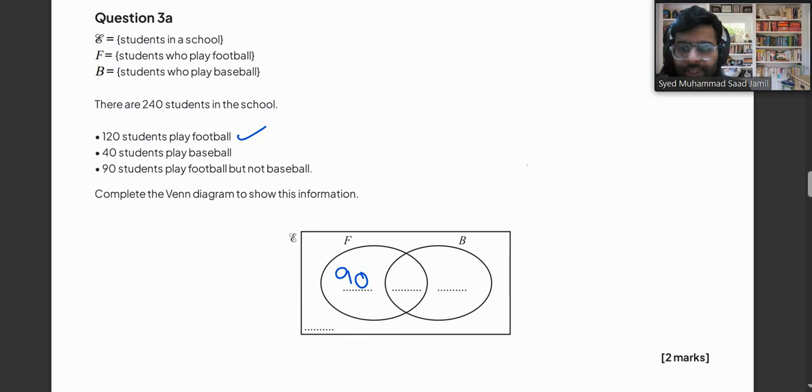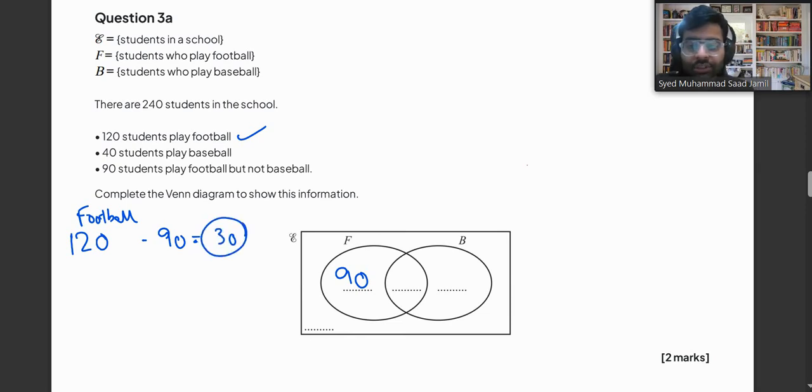And if you look at this statement, it says 120 students play football. Yani total students that play football is 120, and there are 90 students who only play football. It means 30 left. So these 30 students are those students who play football and baseball both. So I will write 30 over here. Now it says 40 students play baseball. So out of 40 students that play baseball, 30 students play football as well.